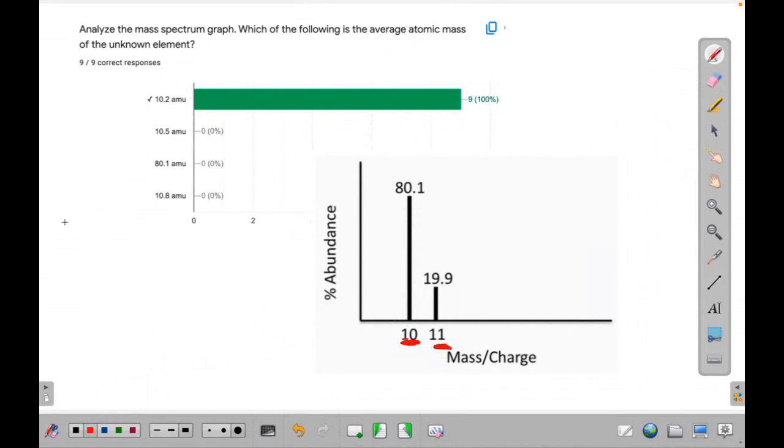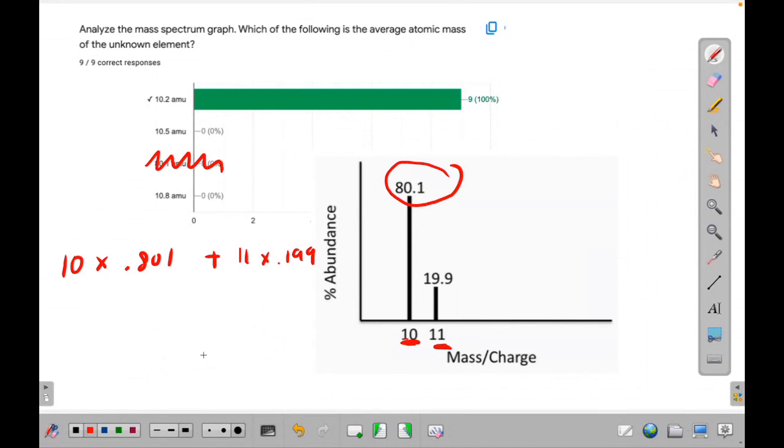So if we had our calculator, of course, I'm going to tell you to do this: 10 times 0.801 plus 11 times 0.199. It's not that hard of a calculation. You would be able to get the answer of the average atomic mass. However, let's practice this mental math thing, right? And what's reasonable and what's not. So first of all, 80.1 AMUs, that's a distractor.